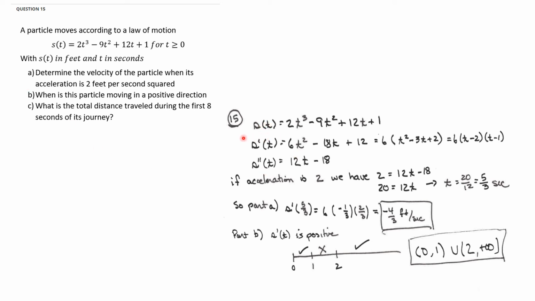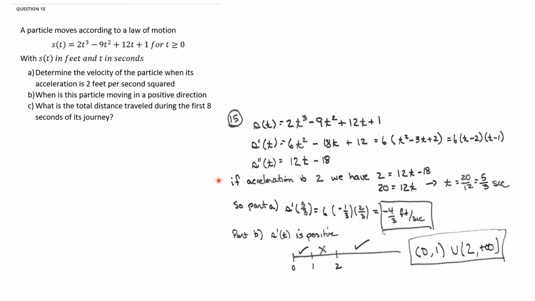We look at the position function, which I've rewritten here. When we take the first derivative, this is going to be the velocity. So velocity s prime of t is 6t squared minus 18t plus 12, and that factors into 6 times (t minus 2) times (t minus 1). The acceleration, s double prime, is 12t minus 18.